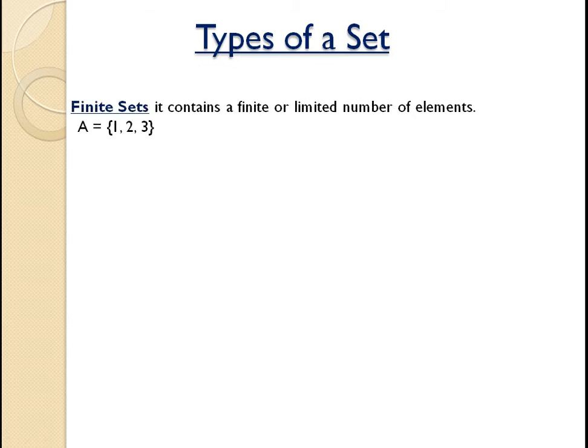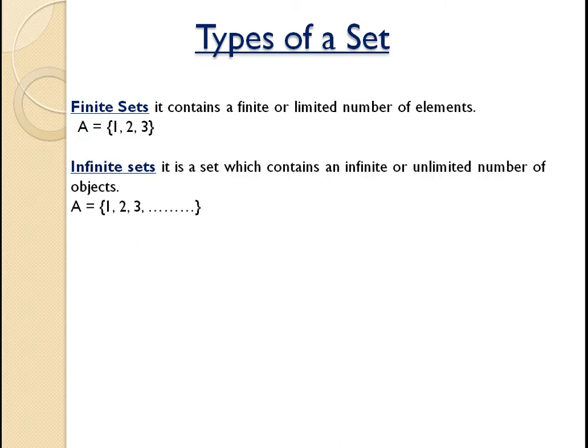The definition of a set is a collection of well-defined and distinct objects. You already know that. Right now I'm explaining a few types of sets. This is the finite set. It contains a finite or limited number of elements which have a specific count. We have A = {1, 2, 3}. These are examples of a finite set.